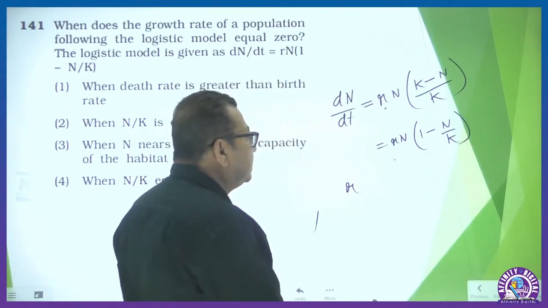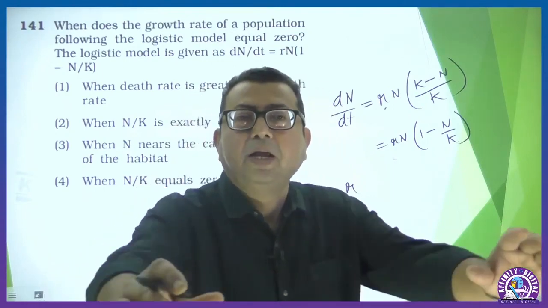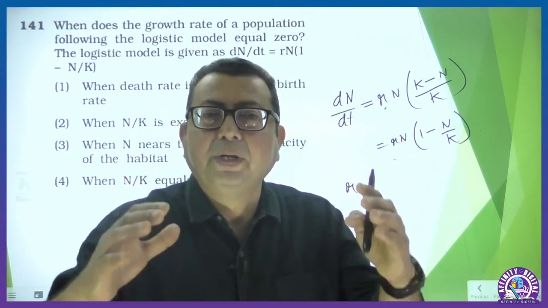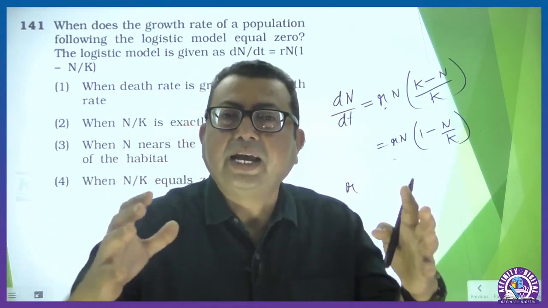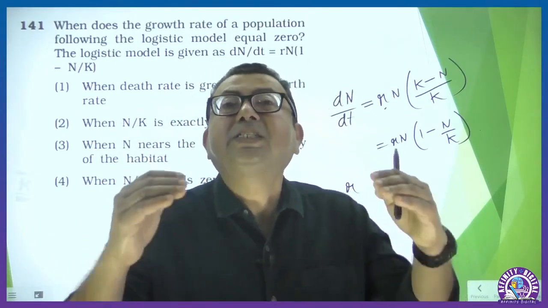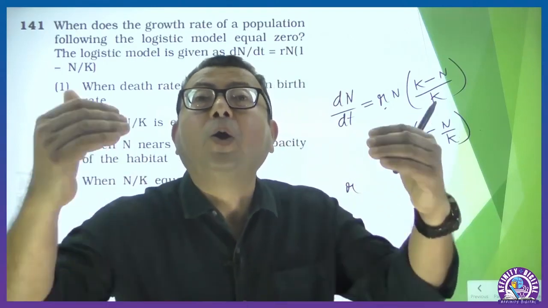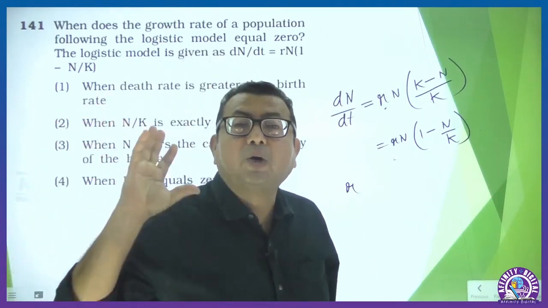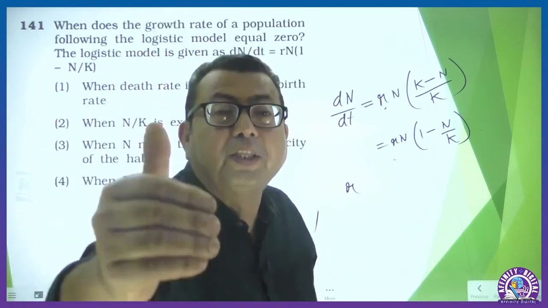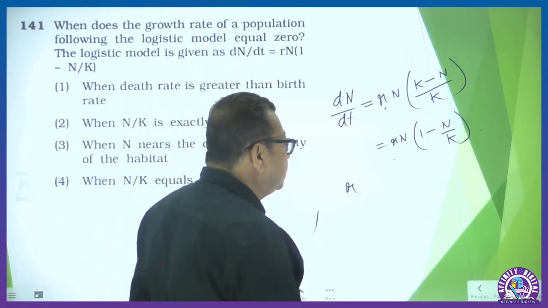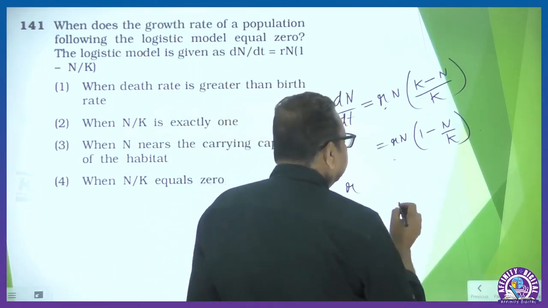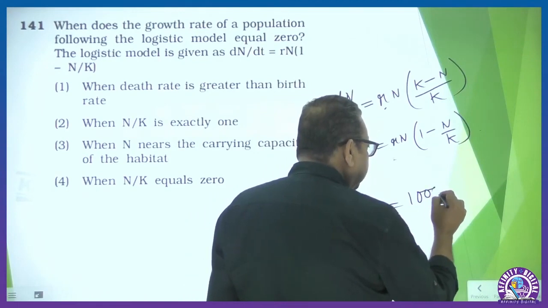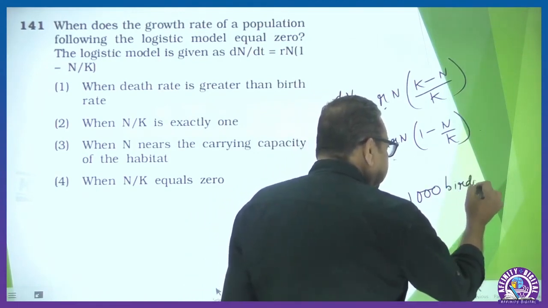Suppose in a particular habitat, carrying capacity of the habitat means the maximum population size that a habitat can support through its available resources over a long period of time for a particular species is called the carrying capacity of that habitat for that particular species. So suppose in a habitat the carrying capacity for a bird species is what? 1000 birds. How many birds? 1000 birds.